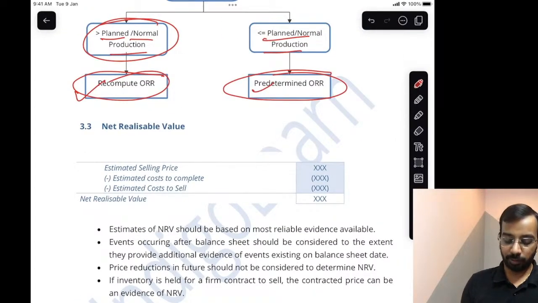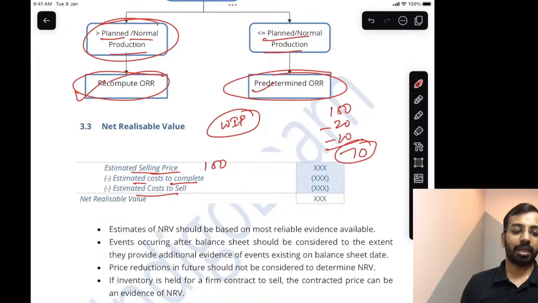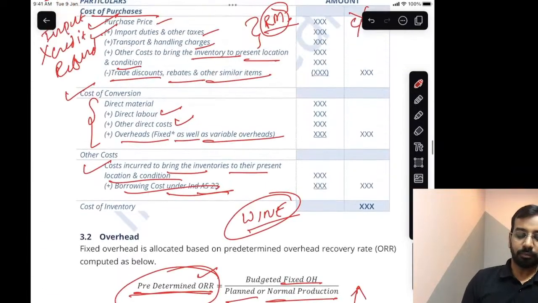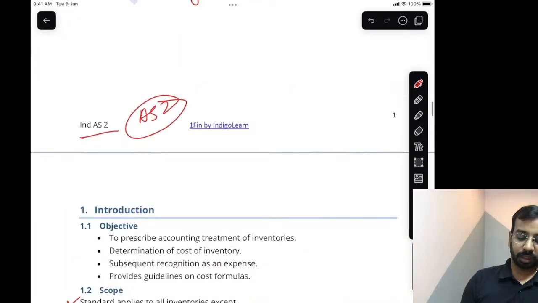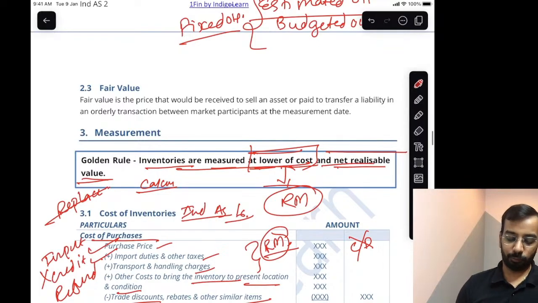Now, net realizable value. What is net realizable value? Say for example, there is something which is work in progress. Estimated selling price is 100 and estimated cost to complete is 20. So we'll reduce this. Estimated cost to sell, let us say commission, is 10. So NRV becomes 70. So net realizable value is estimated selling price of the inventory minus any estimated cost to complete the inventory and estimated cost to sell the inventory. And as we said, you will always measure inventory at lower of cost and net realizable value.